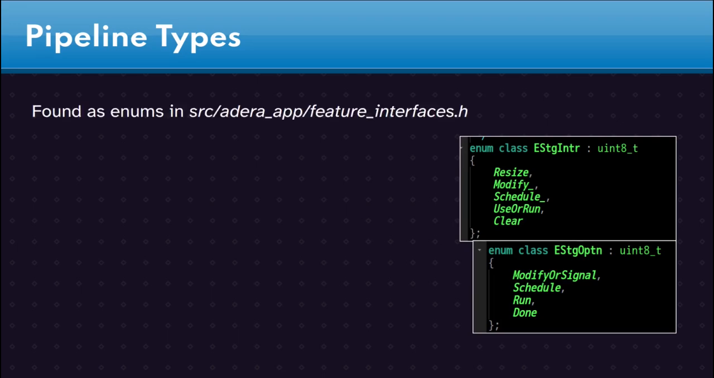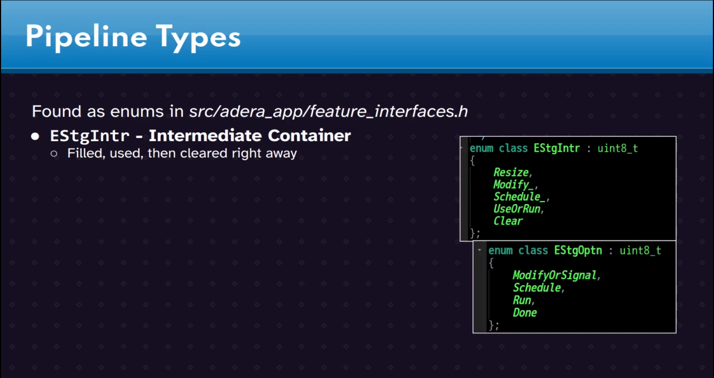So, pipeline types. If you look in this file, src/adara/app/feature/interfaces, you would find how the different kinds of pipelines are declared. It's declared with an enum class. This example here is the ESTG inter, for intermediate container. This is a container that's filled, used, and then cleared right away. I'm using fill, use, and clear like I've used those terms in the previous example, but in the code it's actually resize, modify, schedule, use, run, clear. But it's close enough.